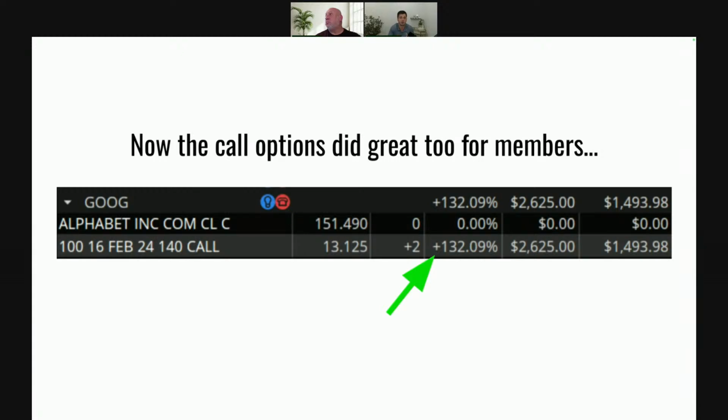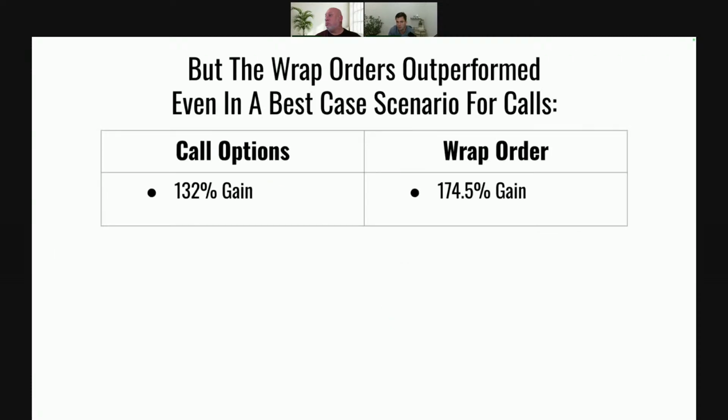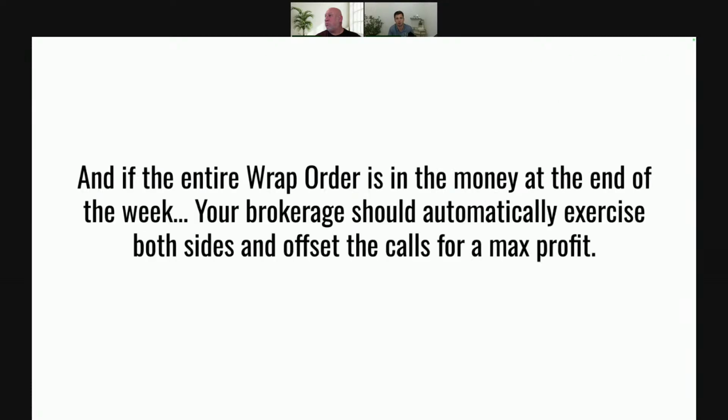Now, in this example, the call options did excellent. They made 132% for the members. Everyone should have been very, very thrilled. But again, the wrap order still outperformed, even in a best case scenario for the calls.